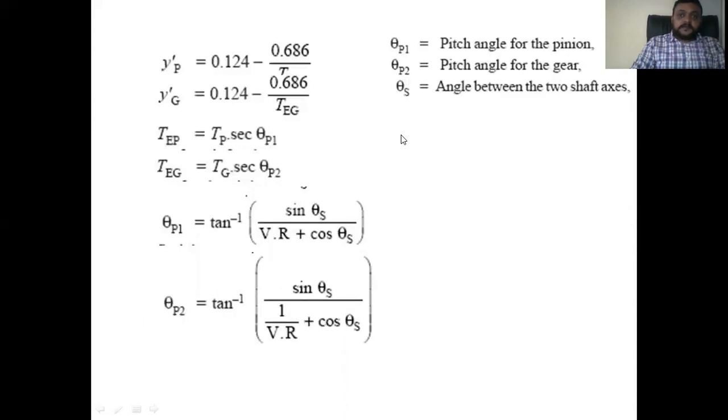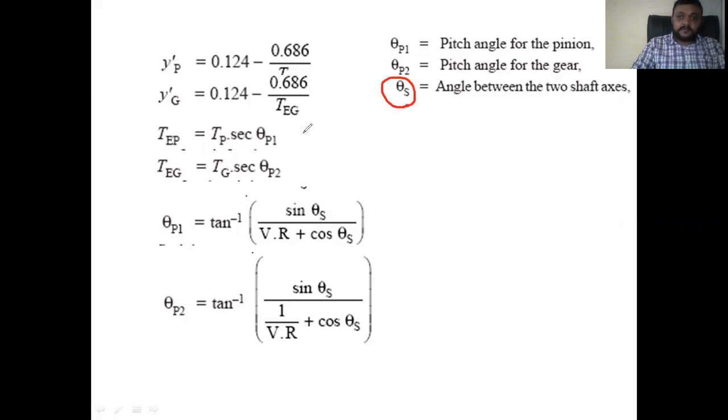And here you have to see the Lewis form factor Y dash, the formative number of teeth TEP, and this is TEG, and theta P1 is the pitch angle for the pinion, and theta P2 is the pitch angle for the gear, and theta S is the total angle between the shafts. So the bevel gear is used to connect the shafts at an angle. In case of spur gear and helical gear, theta S is considered as 0.